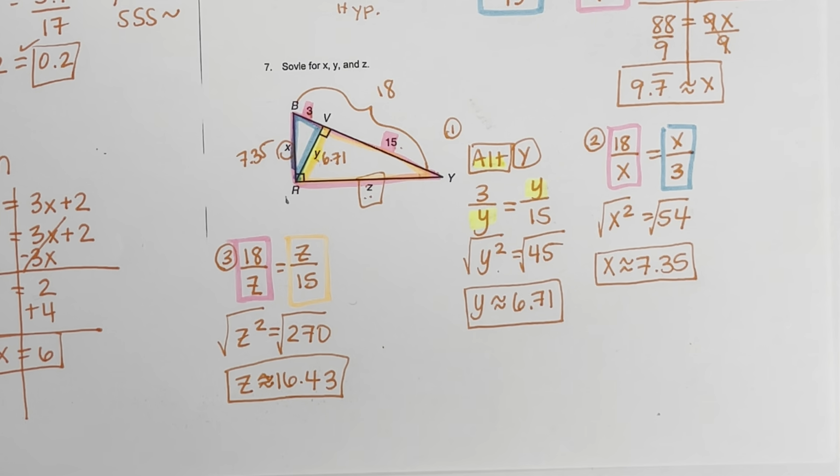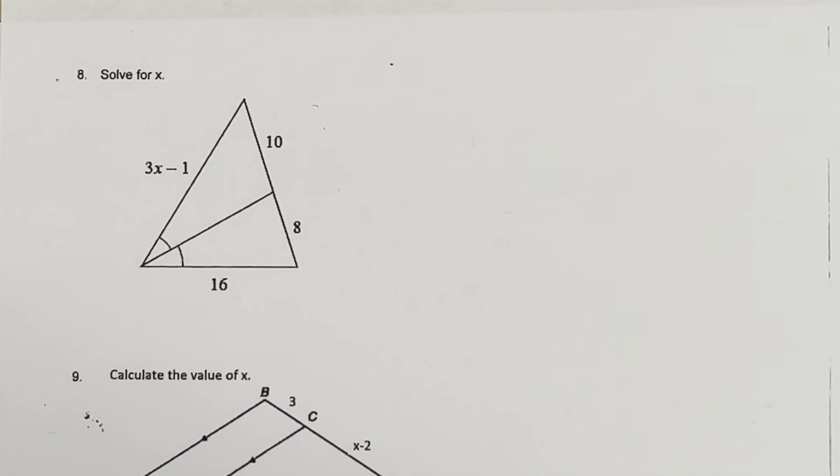All right, let's flip it over and do the back side. All right, let's take a look at the back side. So for numbers 8, 9, and 10, we are solving for x. We've got some similar triangles, and we're going to make some proportions based on the pictures themselves.